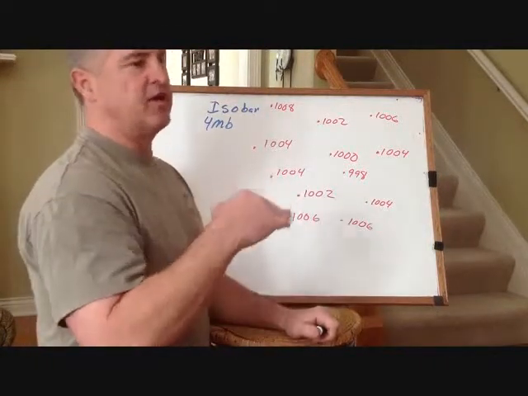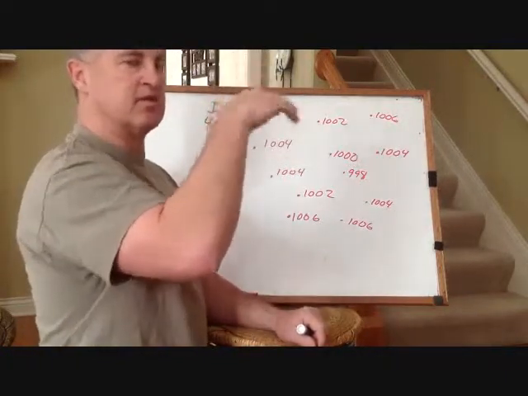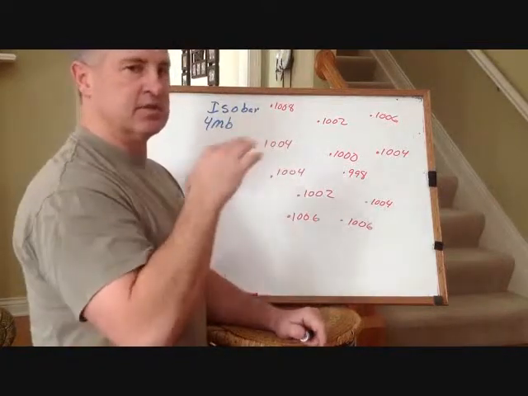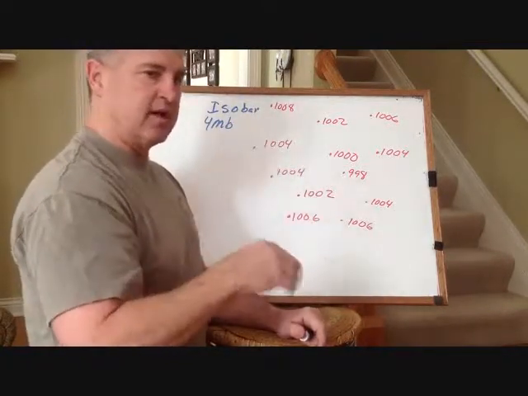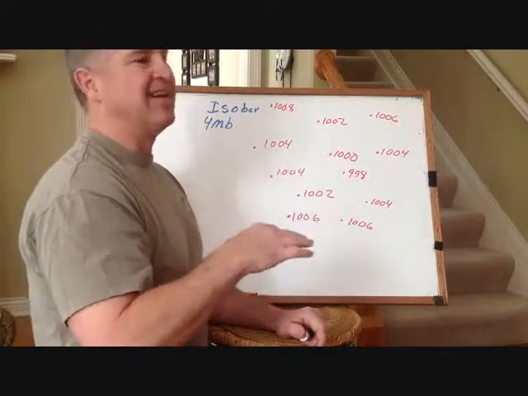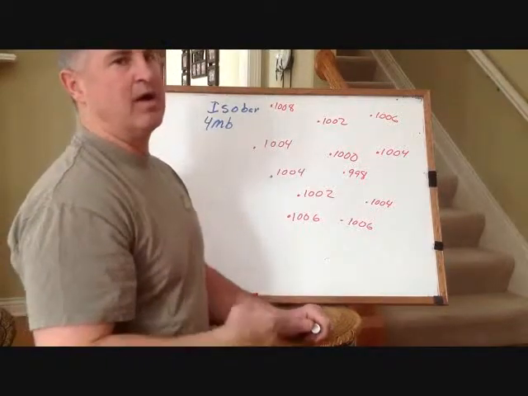So basically, if you started at 1,000 millibars, it would go 1,000, 1,004, 1,008, 1,012, 1,016, if you will. Go in the other direction from 1,000 to 996, 992, 988, that type of thing. So how do you plot an isobar?